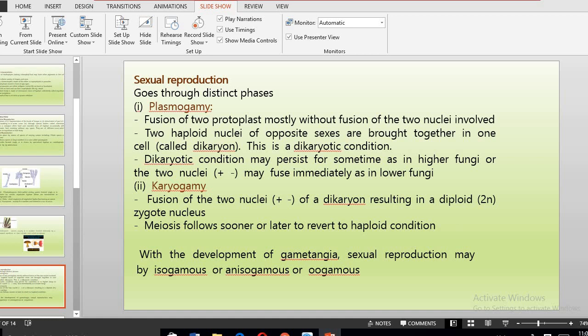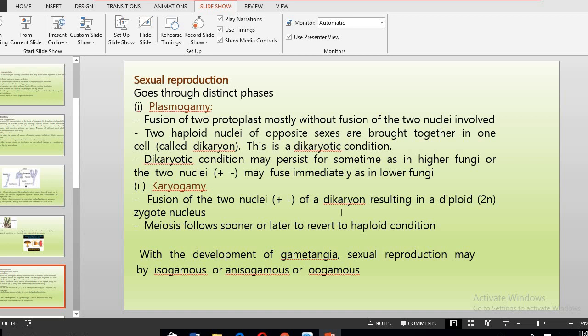At the point where the 2 nuclei within the dikaryon are fusing, that constitutes the process of karyogamy. So karyogamy is the fusion of the 2 nuclei. Anytime you are seeing a positive and a negative, positive denotes male while negative denotes female. So the 2 nuclei of the dikaryon will fuse, resulting in a diploid zygote nucleus. Meiosis follows, and later on it reverts into a haploid condition.